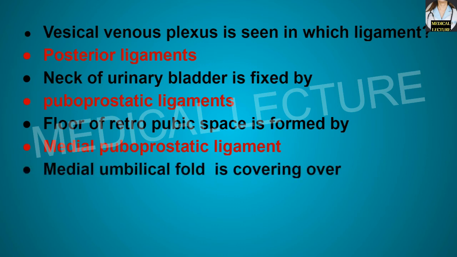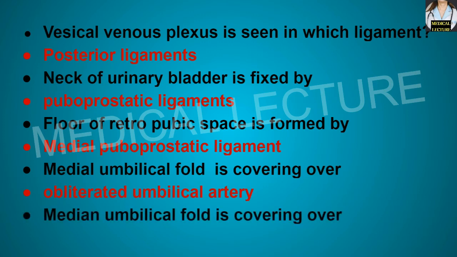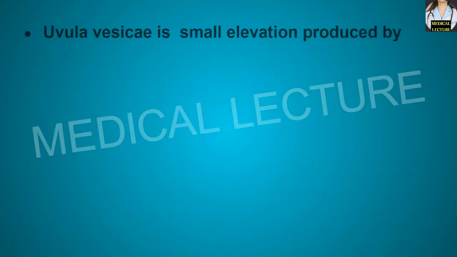Medial umbilical fold is covering over what? It is the covering over the obliterated umbilical artery. Median umbilical fold is covering over what? It is the covering over the urachus. So the medial umbilical fold is the covering over the obliterated umbilical artery and the median umbilical fold is the covering over the urachus. Uvula vesicae is a small elevation produced by the median lobe of the prostate.